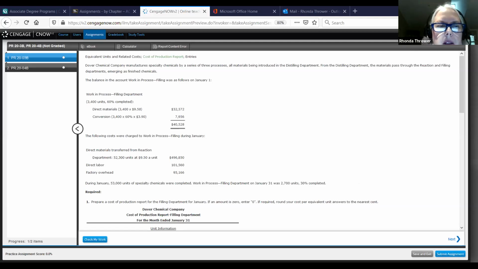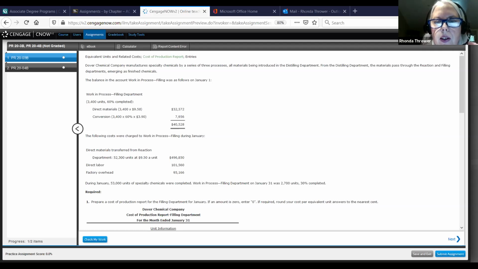And so we're going to be the Dover Chemical Company, and we're going to manufacture chemicals by a series of 3 processes. All the materials are going to be introduced in the distilling department. And from the distilling department, the materials are going to pass through the reaction and the filling departments. So there are 3 departments in this company, and all the materials are going to start in distilling.